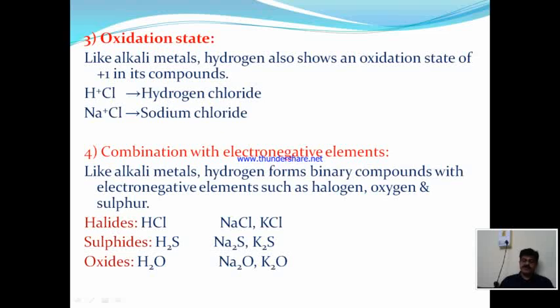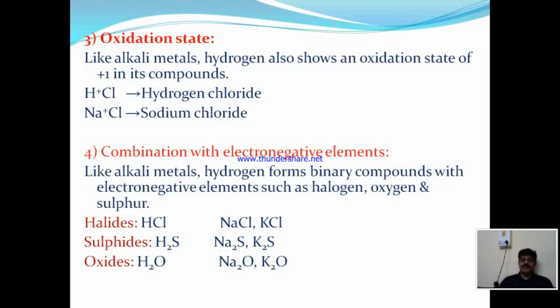Combination with electronegative elements. Like any other alkali metal, hydrogen forms binary compounds with electronegative elements such as halogens, oxygen and sulfur. You can notice here halides, sulfide, oxides formed by hydrogen on one side and halides, sulfide and oxide formed by the alkali metals on the other side. There is a similarity between them and hence we can say that like alkali metal, hydrogen also forms binary compounds with electronegative elements. So these are the four very important characteristic features where hydrogen resembles the alkali metals or the group 1 metals in its properties.